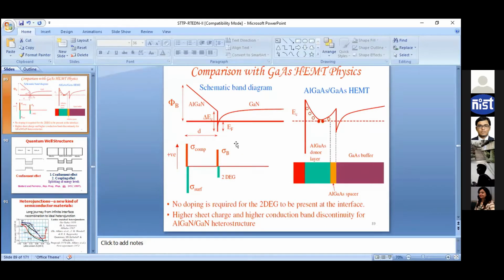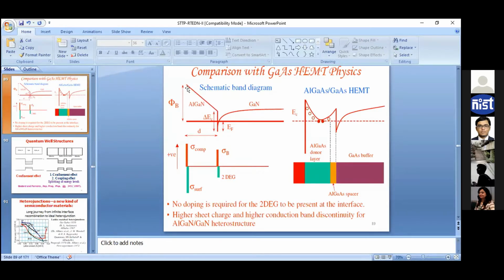Normally in our work, as per my knowledge, we always take this side. This is one material, this is another material. So at the interface of the GaN and AlGaN, this is the barrier height. Okay. So why is there such a bending in AlGaN, the negative slope kind of bending in AlGaN?